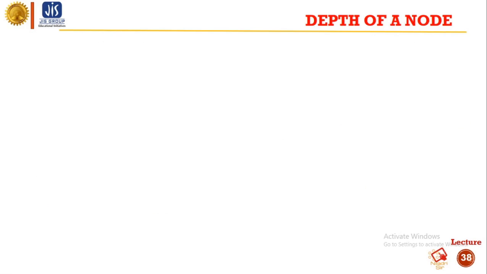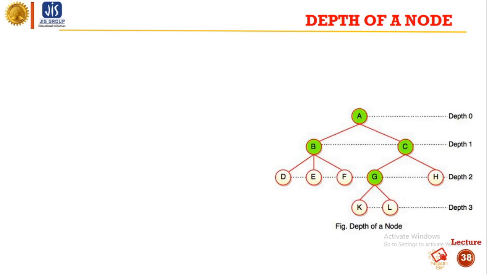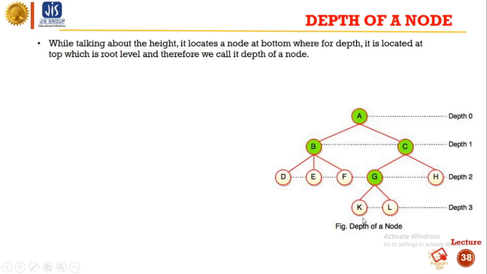Now what is the depth of a node? As you can see, the depth of a node is represented like this. While the height locates a node from the bottom, the depth is measured from the top, which is the root level, and therefore we call it the depth of a node.